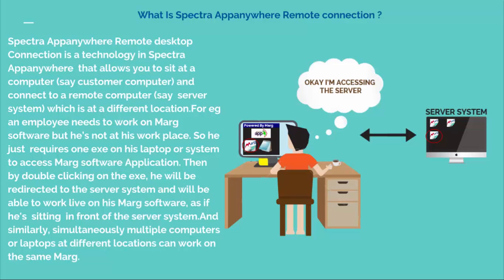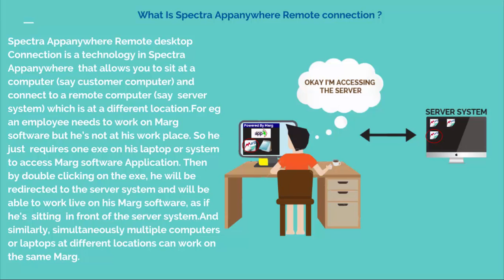Spectra App Anywhere is basically a remote connection technology. Spectra App Anywhere remote desktop connection is a technology that allows you to sit at a computer, say the customer computer, and connect to a remote computer, say the server system, which is at a different location.